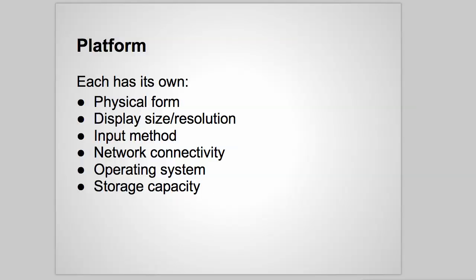Each platform has its own physical form, display size and resolution, input method, network connectivity, operating system, and storage capacity. And so as you come up with an idea of what kind of platform is appropriate for your product, this is where you're going to come up with some alternatives. So maybe mobile phone apps work, and maybe a website that looks good on mobile also works. So those are two alternatives.